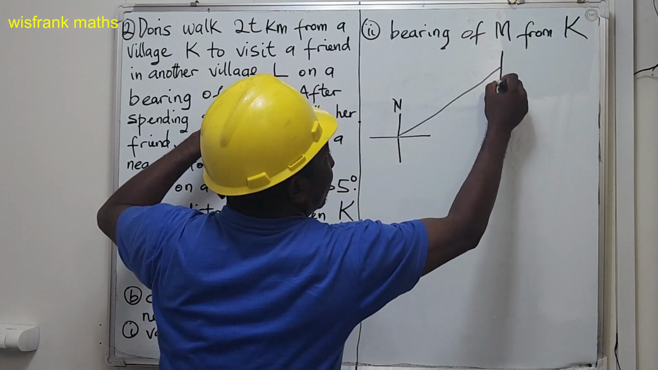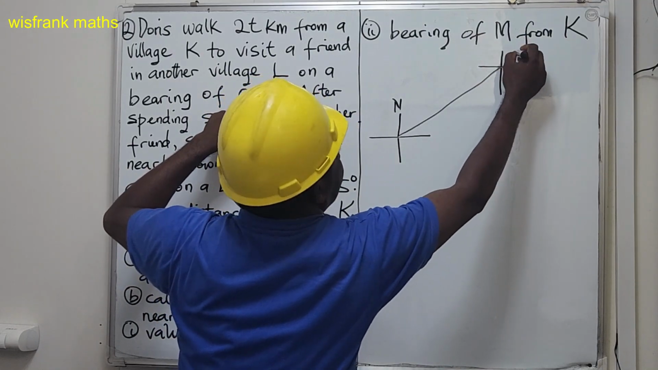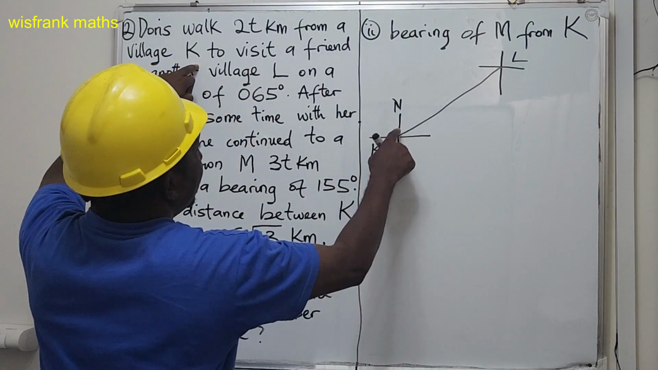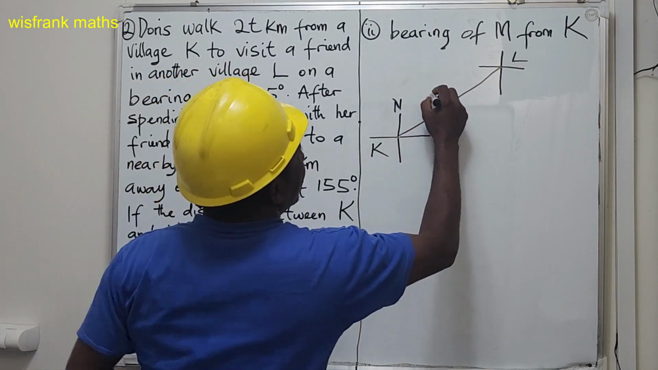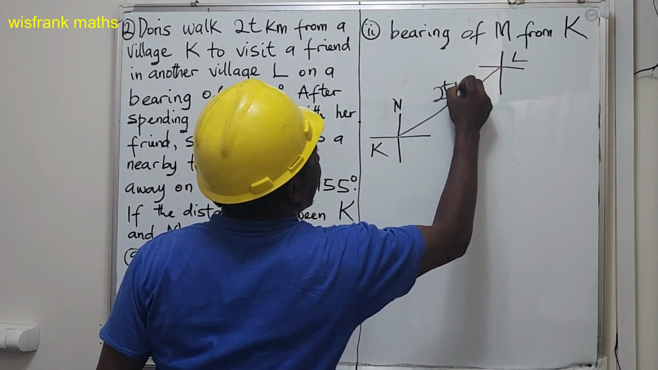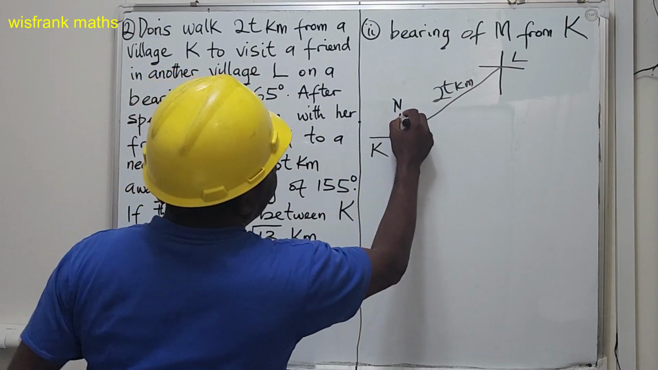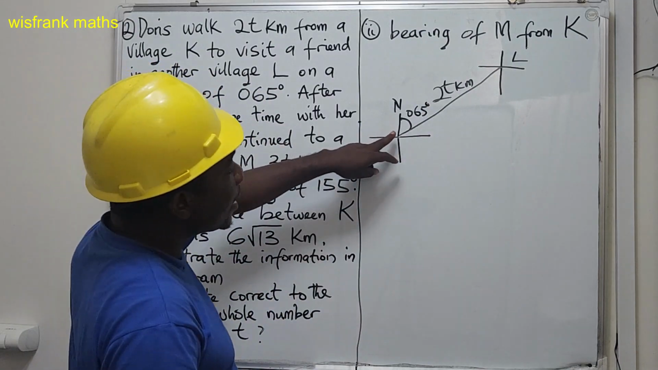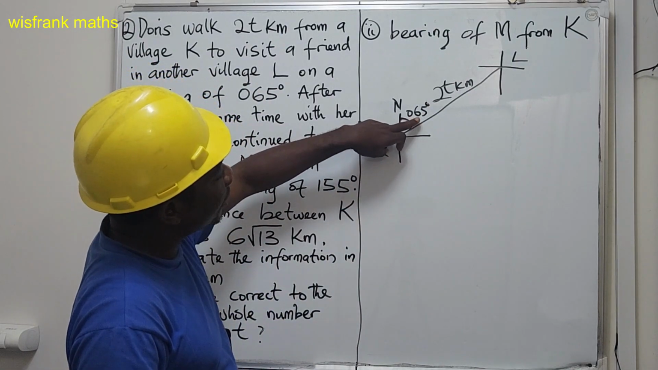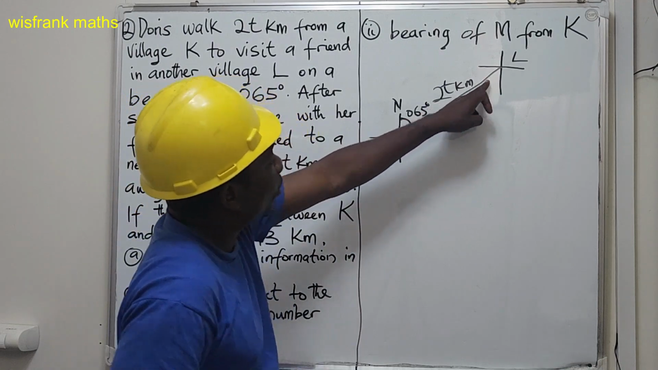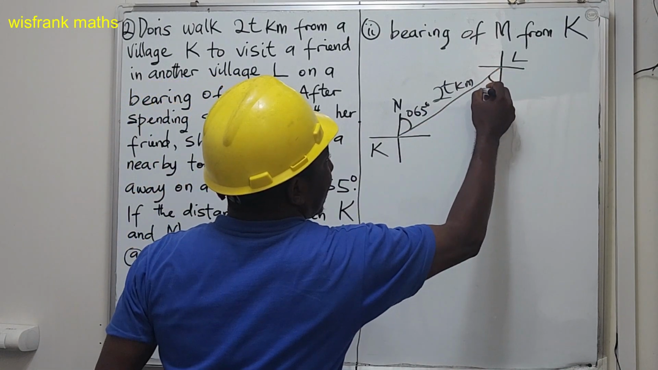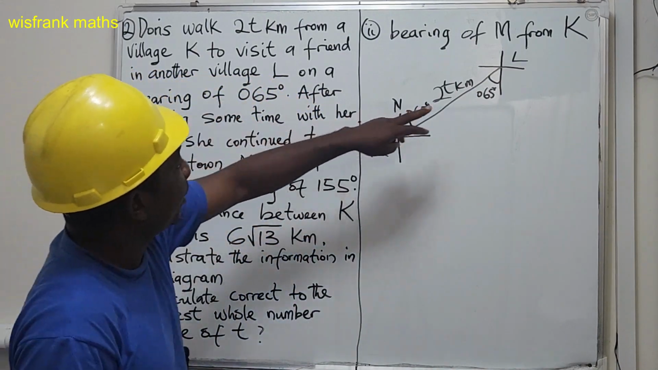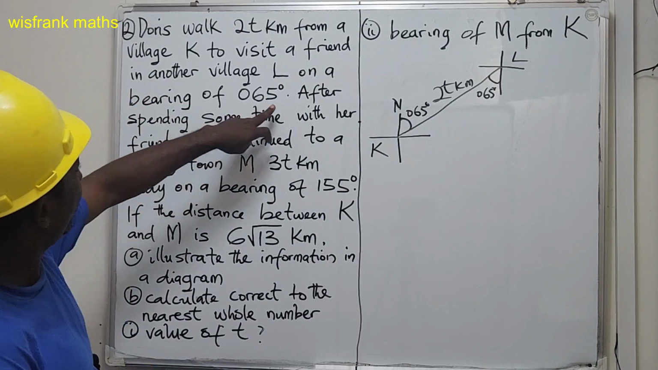Let's say on another Cartesian plane, this is village L. So the distance that she moved from K to L is 2 kilometers, on a bearing of 65 degrees. And if you have 65 degrees here, then because of alternate angles, this is also 65 degrees. Now at the town L, this is where we are, 65 degrees.